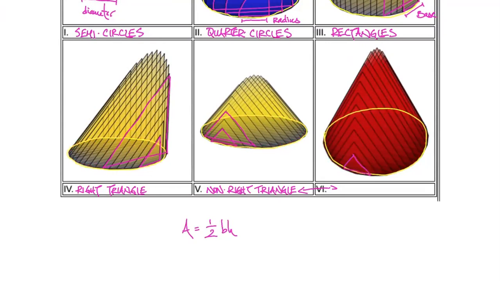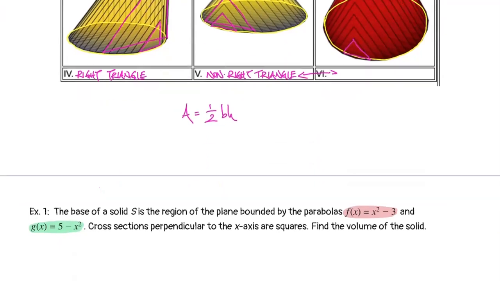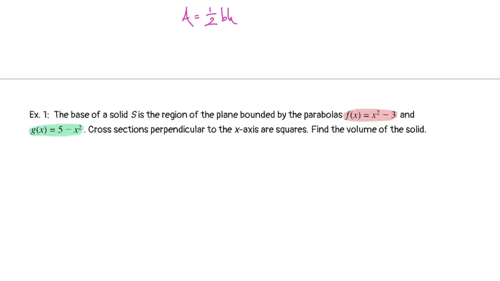So in our pictures, we won't see circles, triangles, et cetera. But in this case, if we were to imagine things sort of growing out of the screen, this sentence is really important. The cross sections perpendicular to the x-axis are squares. Okay. And our question is, find the volume of the solid.